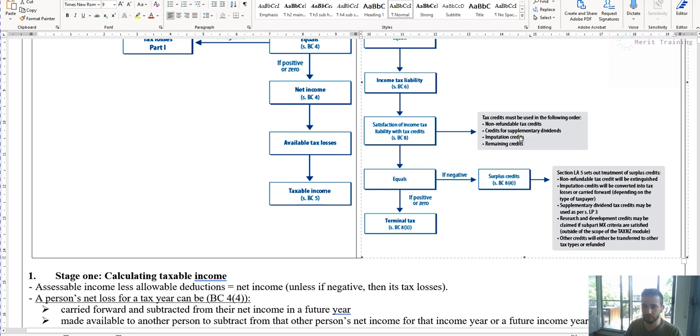Same thing with imputation credits. If you receive a dividend from a company, that company's already paid tax before, right? The purpose of imputation credits, which again we'll talk about once we get to the companies section, is to prevent that dividend being taxed twice, i.e. the company pays tax on its profits, distributes to you. It's the same money, it's already had tax paid on it. You then pay another tax on that. So the imputation credit, even though you haven't paid for that cash, the company has paid that cash on your behalf.